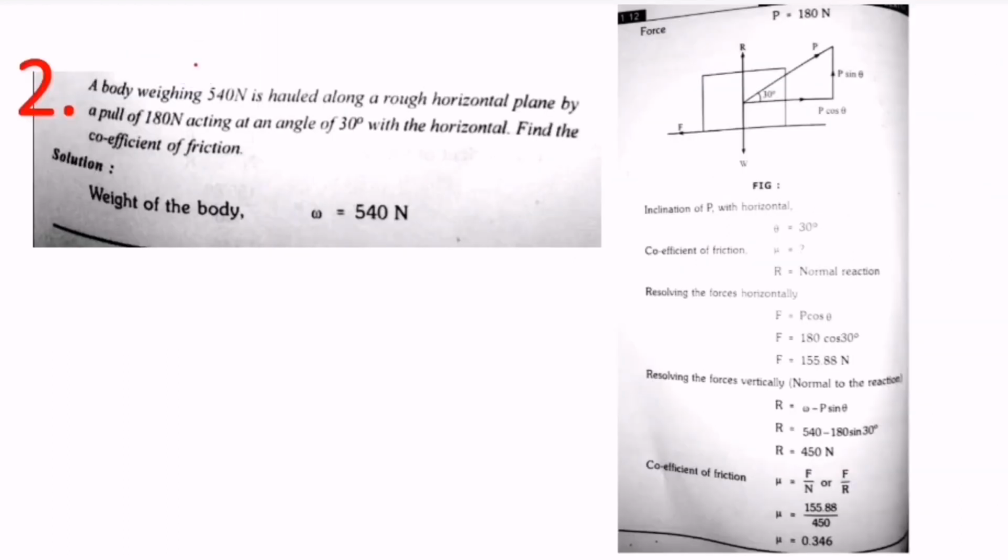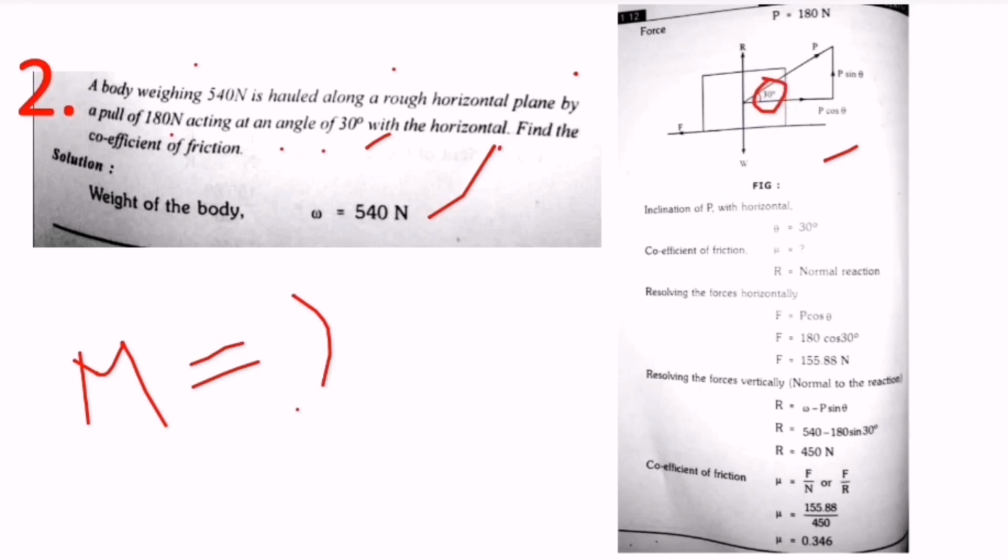Second question: a body weighing 540 Newton is hauled along a rough horizontal plane by a pull of 180 Newton acting at an angle of 30 degrees with the horizontal. Find the coefficient of friction. We are asked to find the coefficient of friction. W is given, and this is the figure. We can see the angle of 30 degrees. This P is the force acting.